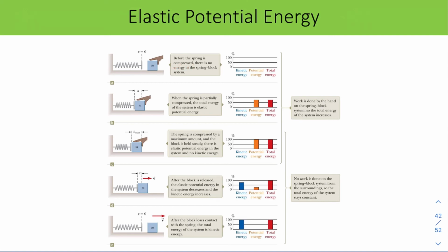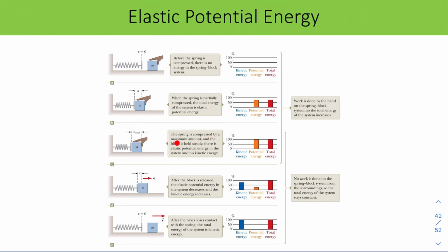Okay, take a look at this. Before the spring is compressed, there is no energy in the spring-block system. Zero. Energy bar here, everything zero. And the spring is at equilibrium position. When the spring is partially compressed, let's say we push the block against the spring, the total energy of the system is elastic potential energy. So the potential energy becomes more than half here. This is also the total energy of the system.